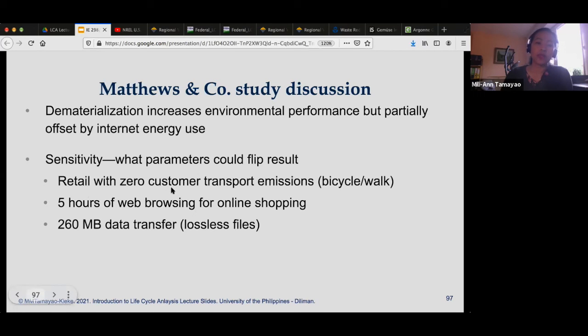One is retail with zero customer transport emissions. So if you bike or walk to the store, then you reduce the emissions and the life cycle energy use by a lot. On the other hand, if you need 5 hours to choose the album that you want to buy, then it could happen that you actually have a higher footprint in terms of energy use and CO2 emissions. Or if you prefer lossless files.